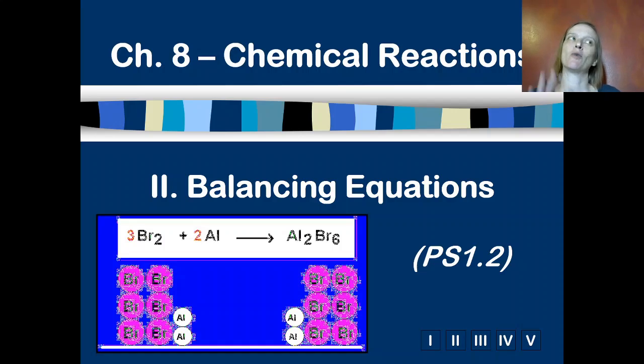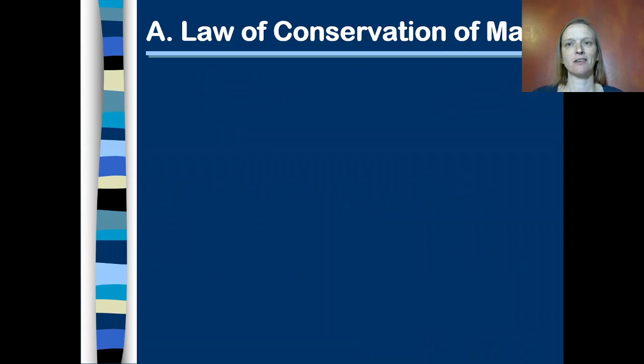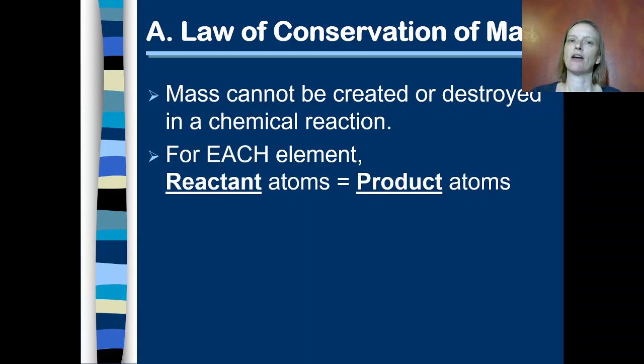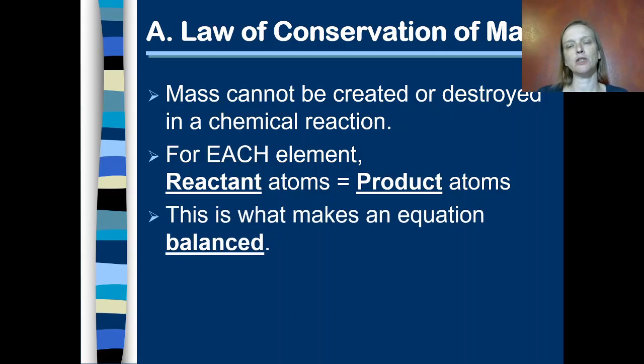All right, we've learned the basics of chemical reactions. Now let's look at balancing equations. The law of conservation of mass says that mass cannot be created or destroyed in a chemical reaction. Therefore, for each element in the chemical reaction, the number of atoms you see on the reactant side has to equal the number of atoms you have on the product's side. That is what makes an equation balanced.